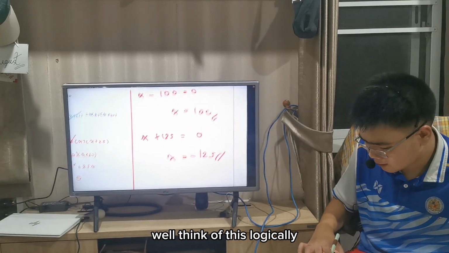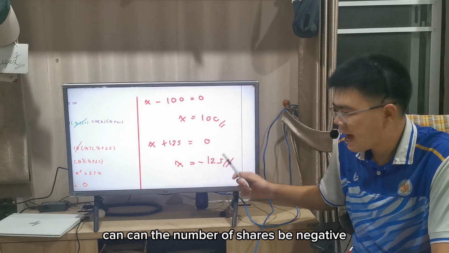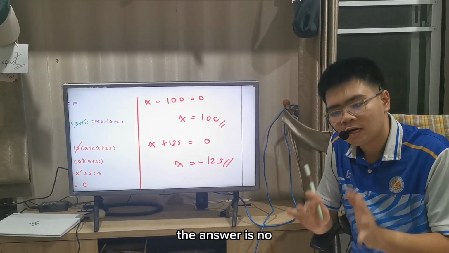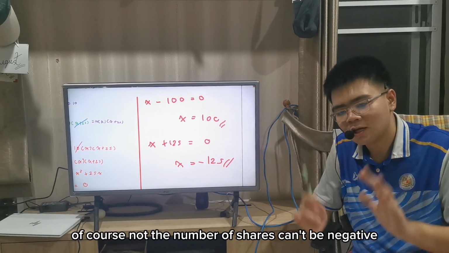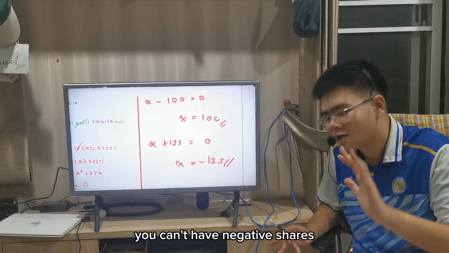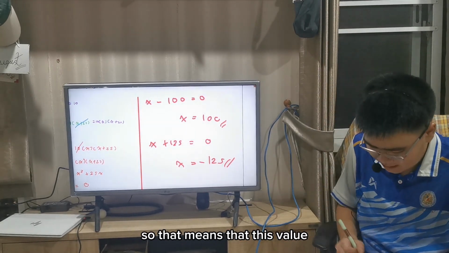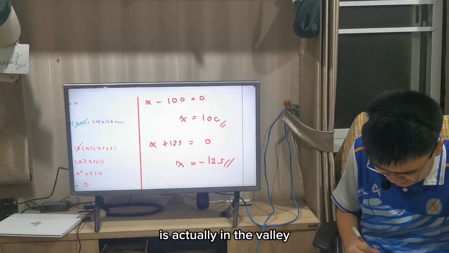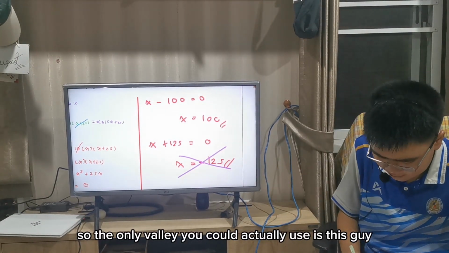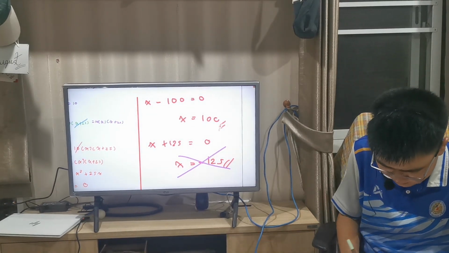Well, think of this logically. Can the number of shares be negative? The answer is no. Of course not. The number of shares can't ever be negative. You can't have negative shares. You can't sell negative shares. So that means this value is actually invalid. You can't use it. So the only value you could actually use is this guy, which is 100, right here.